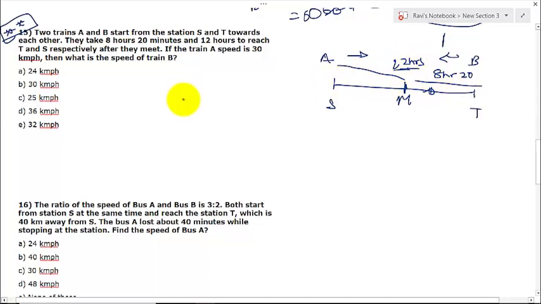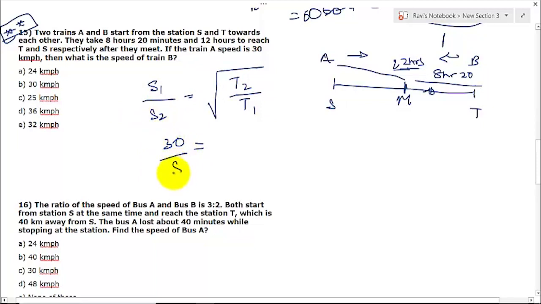So if you know the formula, you have to apply S1 by S2 is equal to T2 by T1. So what is S1 here? They have given you 30, and let us take S as the value you have to find out. Second time is how much? 12. First time is how much?